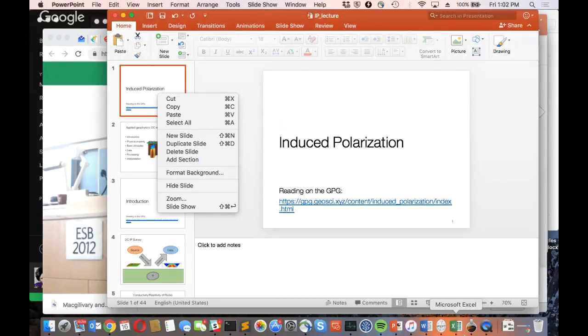Try to figure out where you are. So here's where we are. We're slowly making our way through the various kinds of surveys and how they're connected to different physical properties.